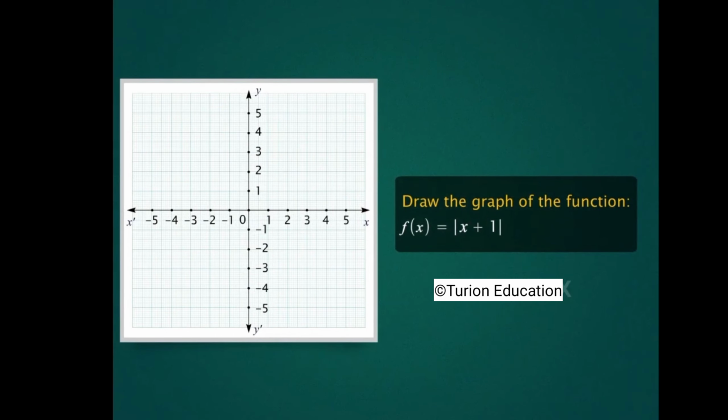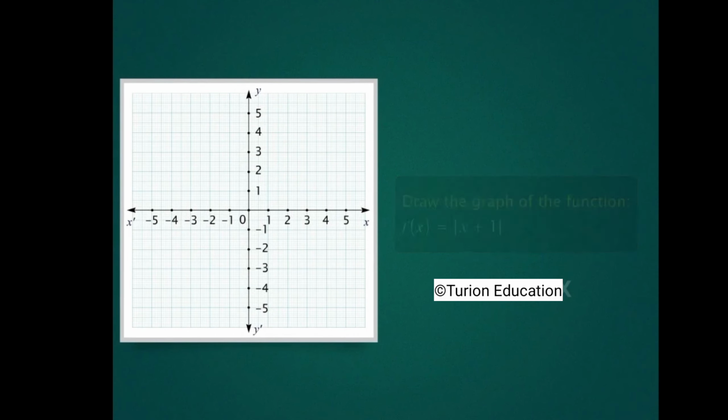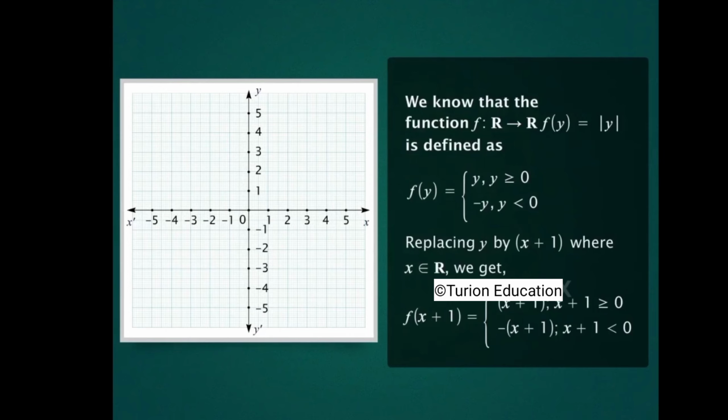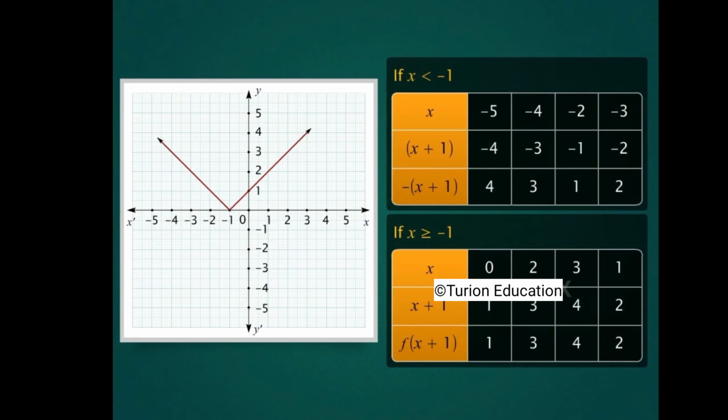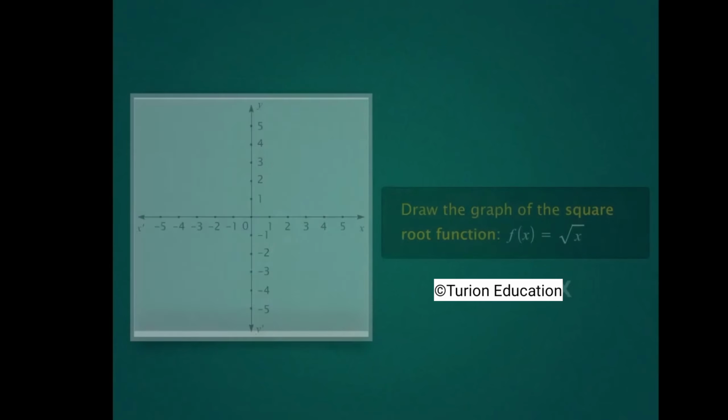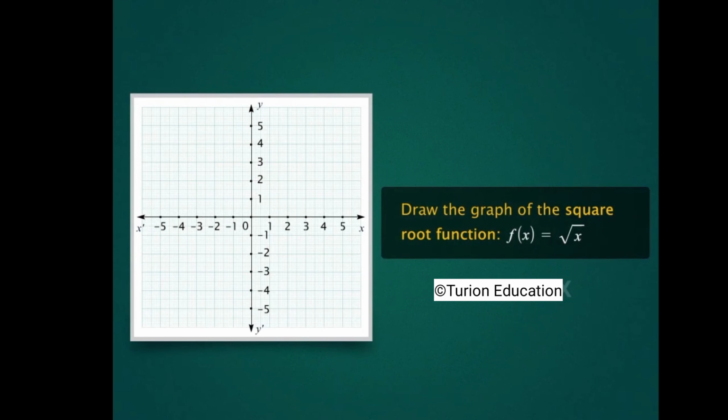Draw the graph of mod x plus 1. The given function is an absolute value function, and any absolute value function takes positive values for positive x and negative value for negative x. Taking values of x and plotting it, we get the graph as shown. Draw the graph of the square root function. Taking the values of the positive square roots of x and plotting them, we get the graph.